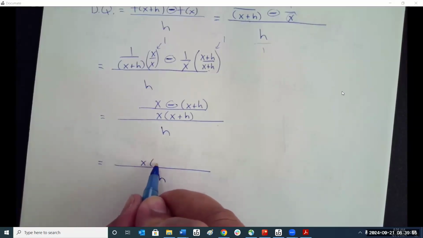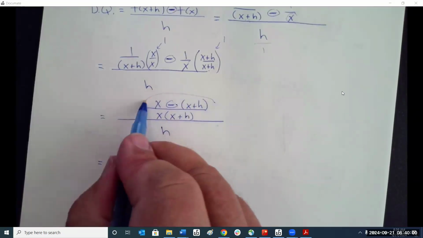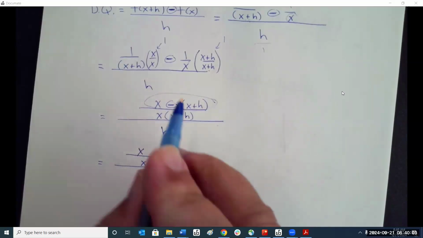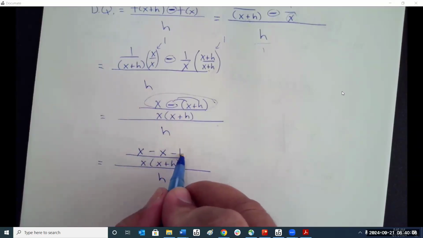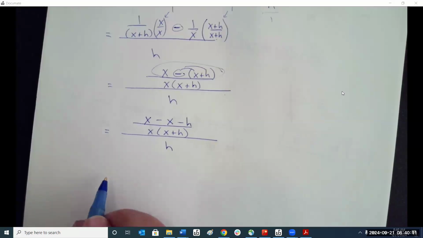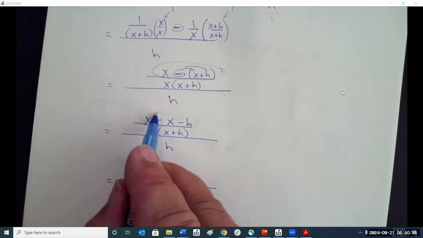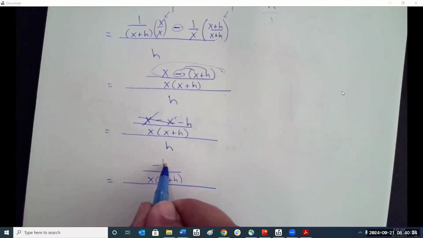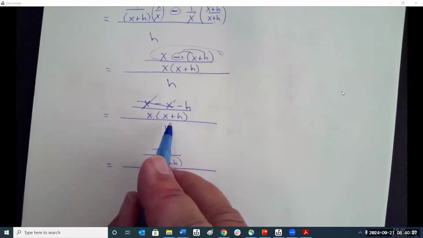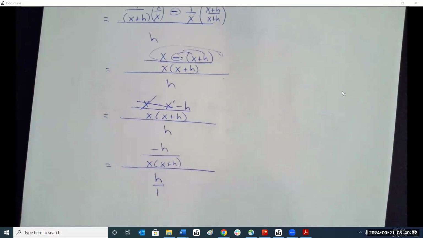So we can't touch that common denominator just yet. We have to fix the top. So we have an x. This negative sign changes both of those: negative x, negative h. Combine like terms. X minus x cancel. So we have, on top, negative h over x plus h, all that over h. Remember, this bottom number is a fraction. It's h over 1.